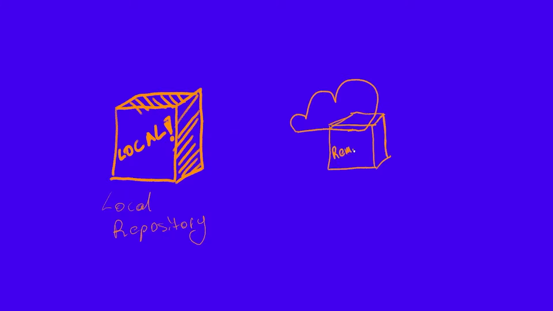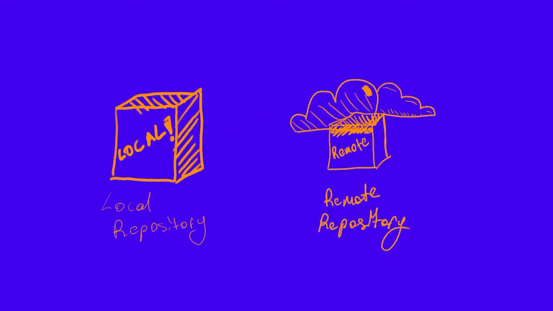A local repository is where the version control happens on your local machine. You can make changes, track history, and perform various Git operations all locally before syncing your changes with a remote repository when you are ready to share your work with others.